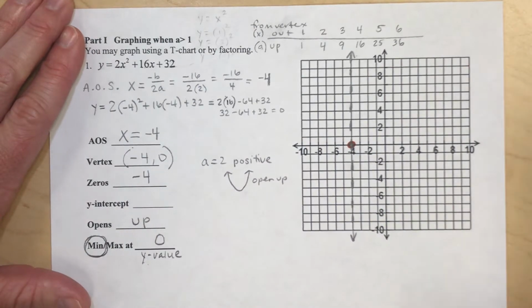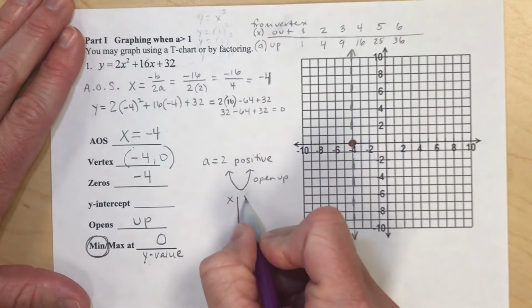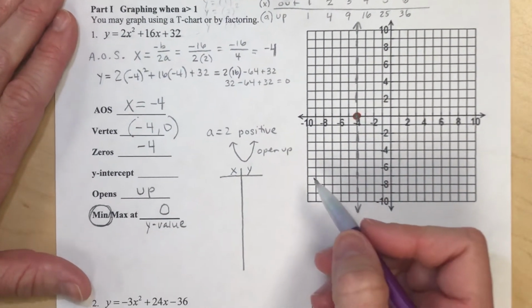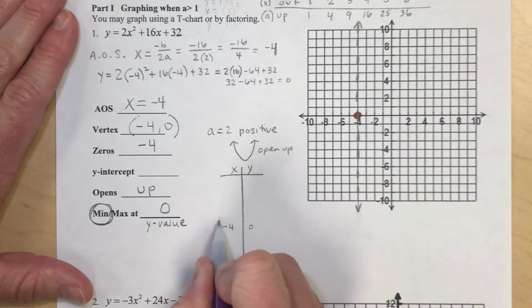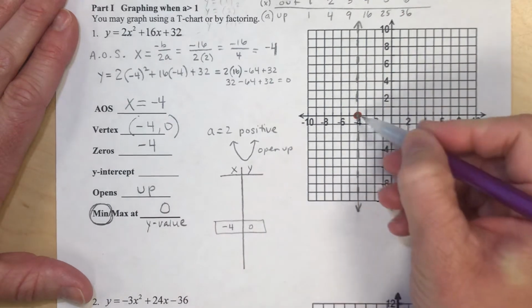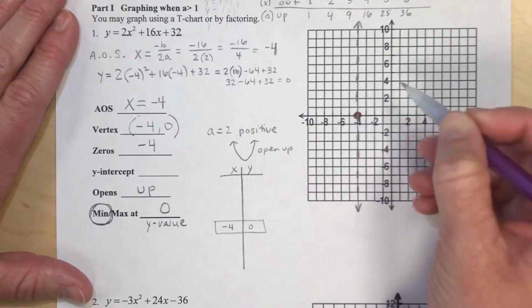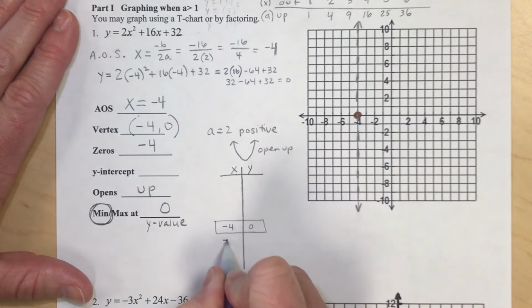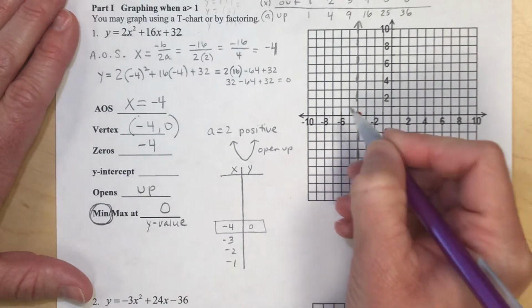So now let's start graphing, and you can make a t-table. Now I like to put my vertex in the middle of my chart. So my vertex is at -4, 0. And then what I do is I pick a couple points to the right and a couple points to the left, and I try to graph those. So to the right, I'll have -3, -2, -1. And to the left, I'll have -5, -6, -7.